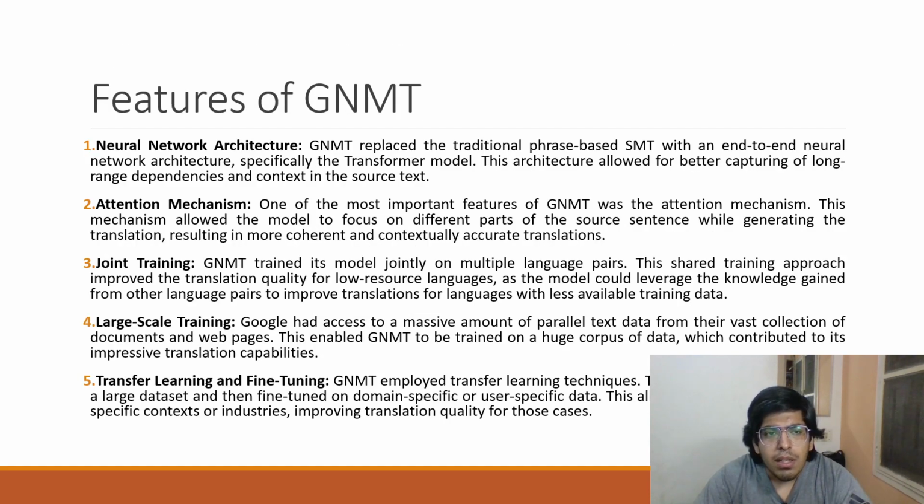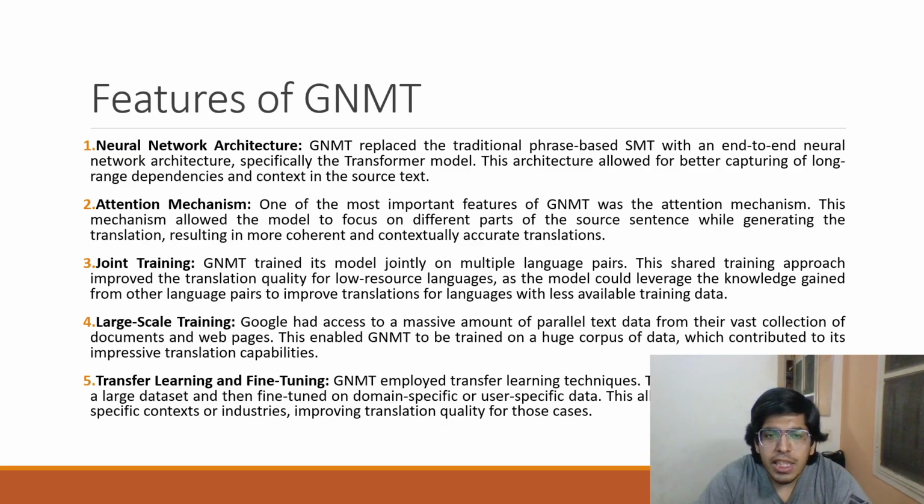Features of GNMT: the neural network architecture in GNMT replaced the traditional phrase-based SMT with an end-to-end neural network architecture, specifically the transformer model. This architecture allowed for better capturing of long-range dependencies and context in the source text. Attention mechanisms: one of the most important features of GNMT was its attention mechanism. This mechanism allowed the model to focus on different parts of the source sentence while generating the translation, resulting in more coherent and contextually accurate translation.